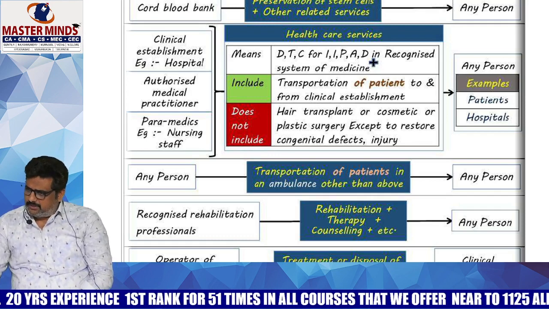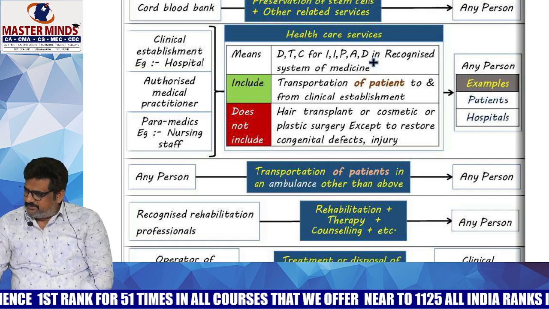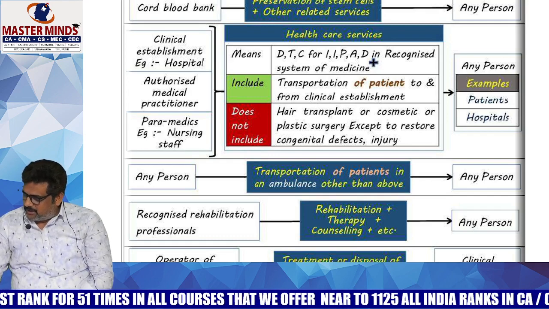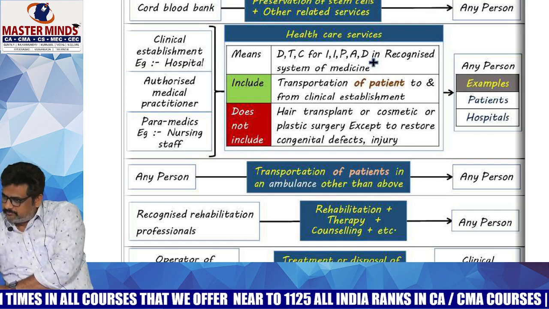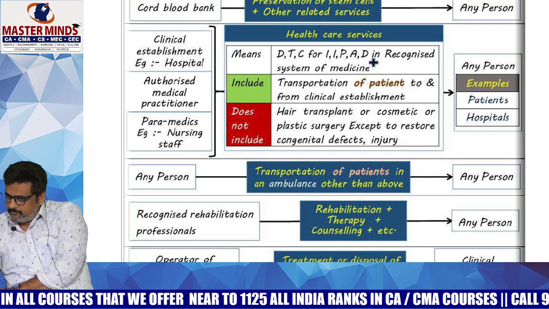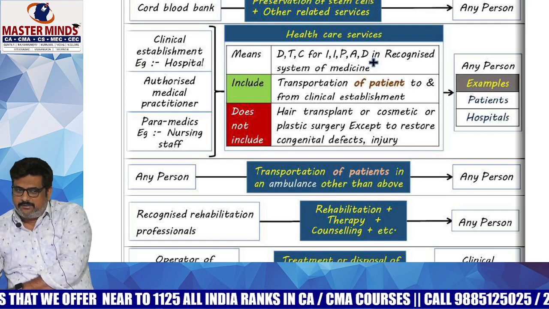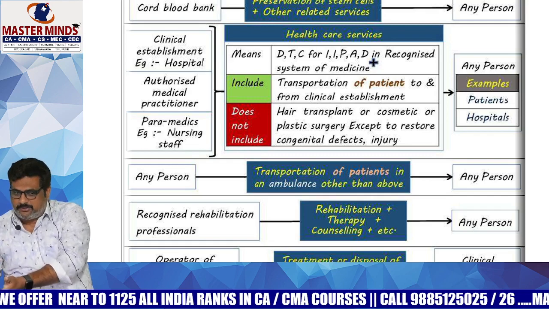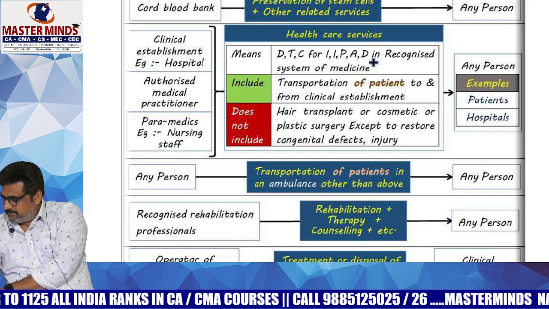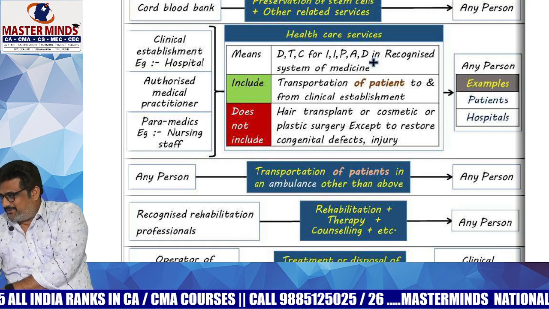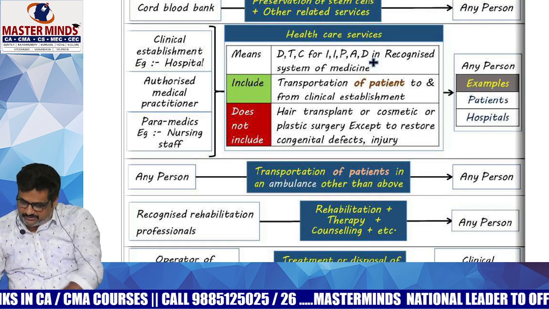My question is here, ambulance services will be provided by two categories of people. One is the ambulance services provided by the hospitals. And the second one is those who exclusively run the ambulance, third private parties, not hospitals. Which type of ambulances are exempted? Both. Both are actually exempted, whether it is run by the hospital or third parties.